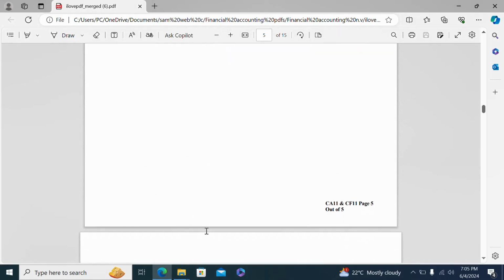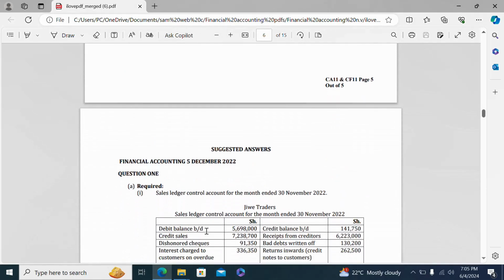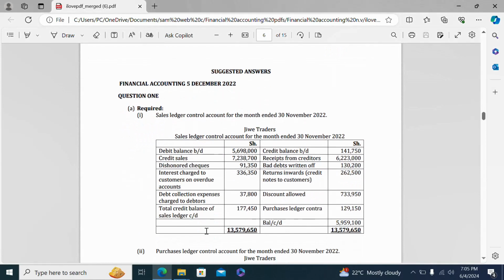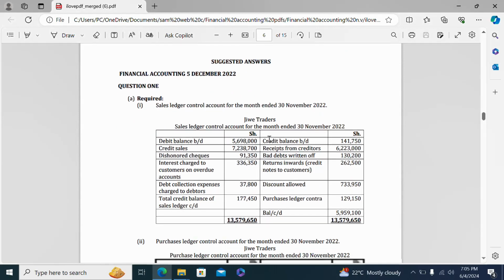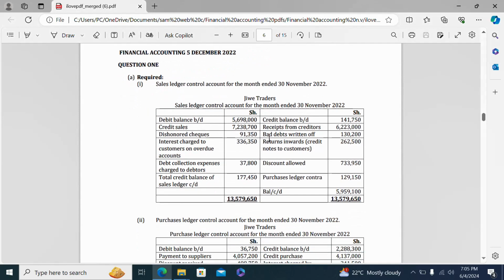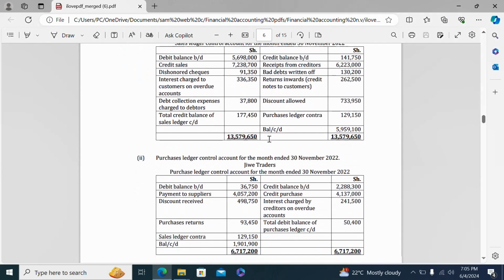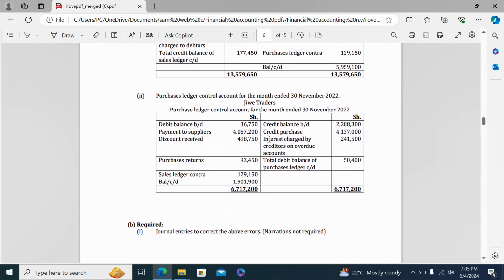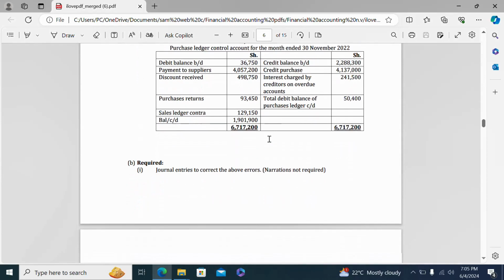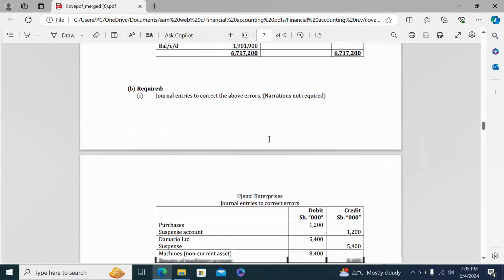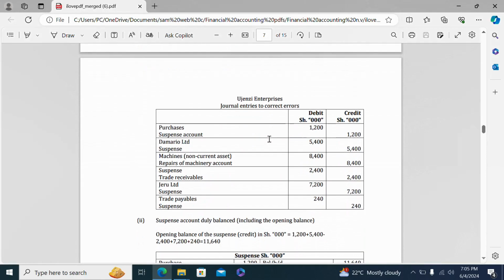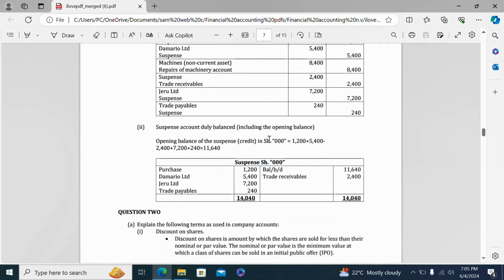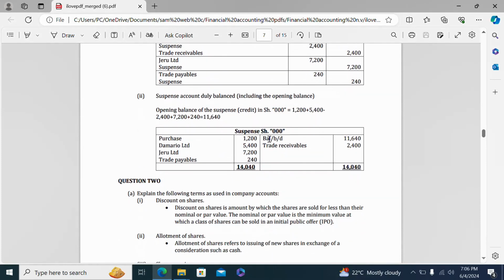So the answers are here as I have presented them. We have the first question. We have the sales ledger control account for the month ended 30th November 2022 of GWA Traders. So that is the sales ledger control account. Then we have the purchases ledger control account. Then part B of that question, journal entry to correct the errors. So these are the journal entries which were required to correct the errors. Then the suspense account which is duly balanced.